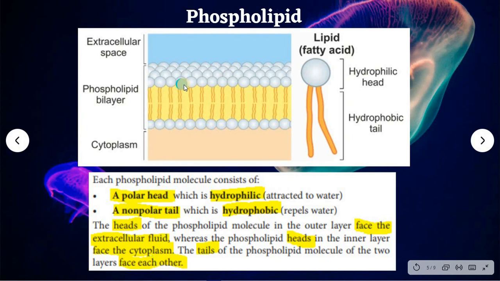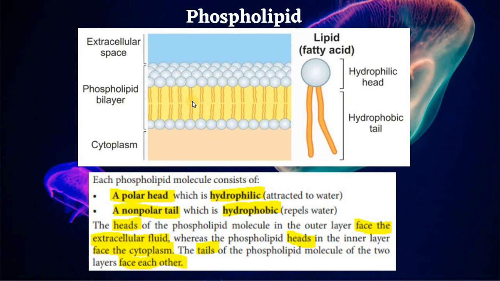Okay, so please look at the diagram here. These are the phospholipid bilayer. The polar head here will face the extracellular fluid, which is out of the cell, right? And the other polar head here will face the cytoplasm, inside the cell. And then the tails. The tails of the phospholipid molecules of the two layers face each other. So the tails of the phospholipid bilayer here will face each other. That is the structure of the phospholipid.